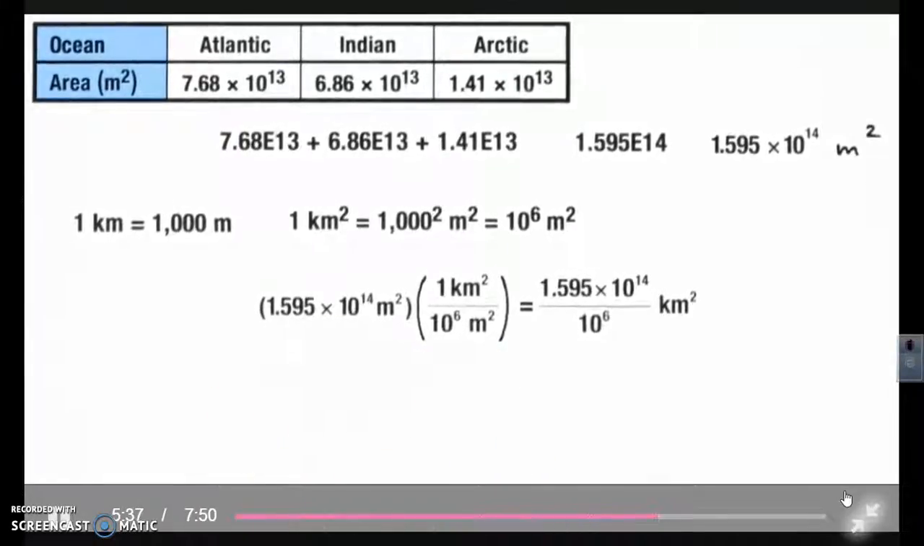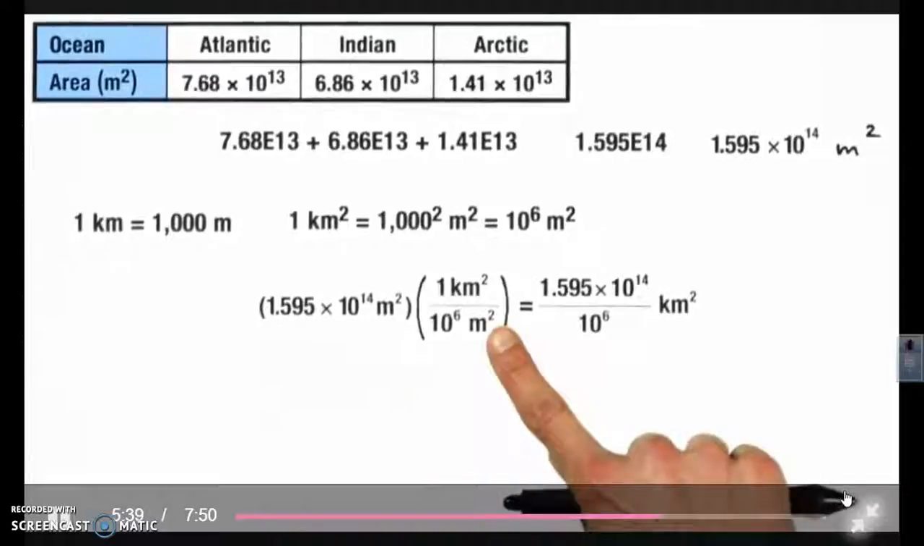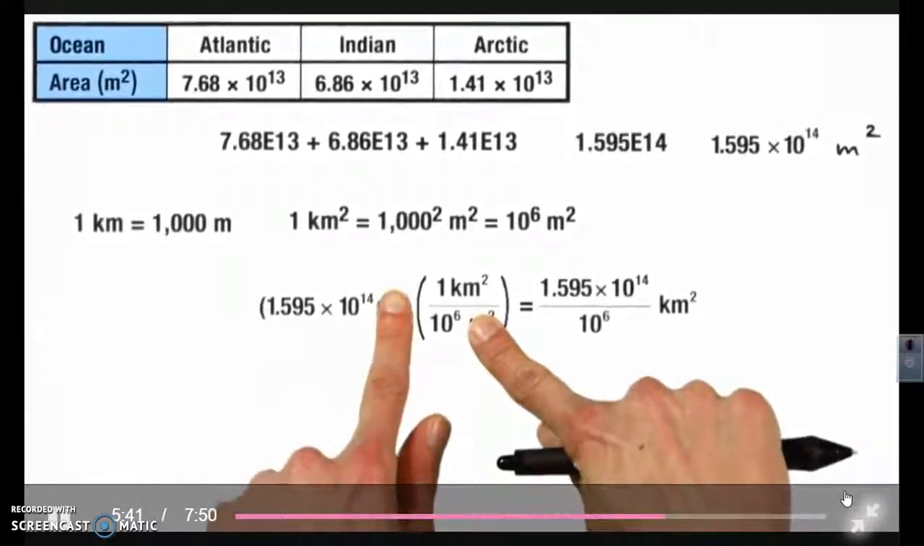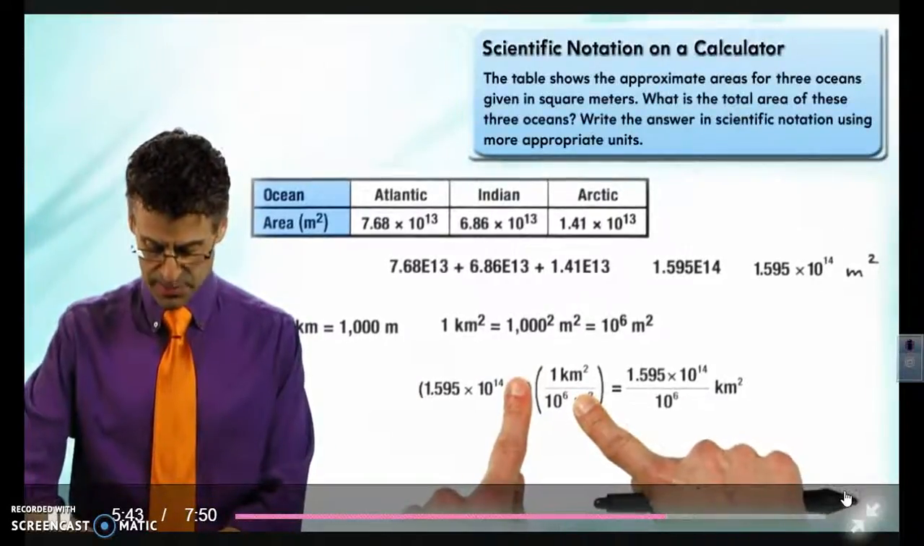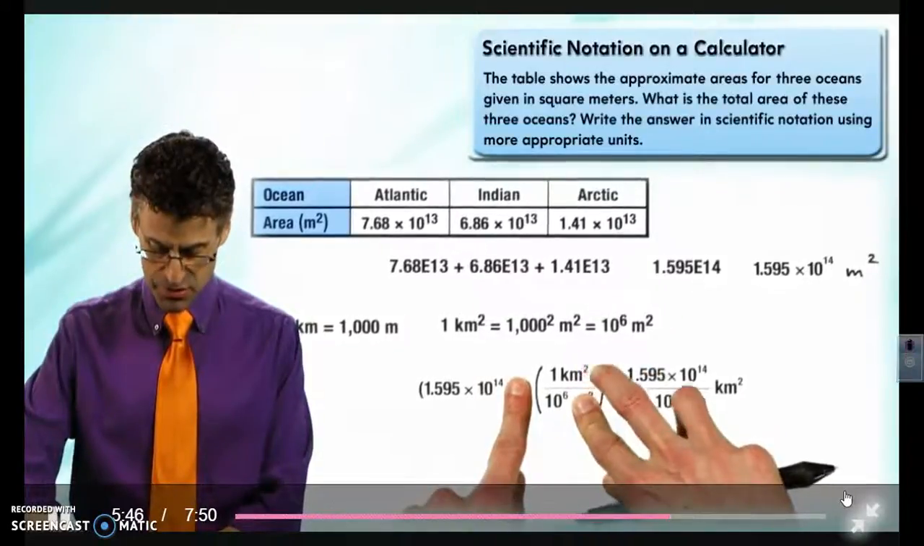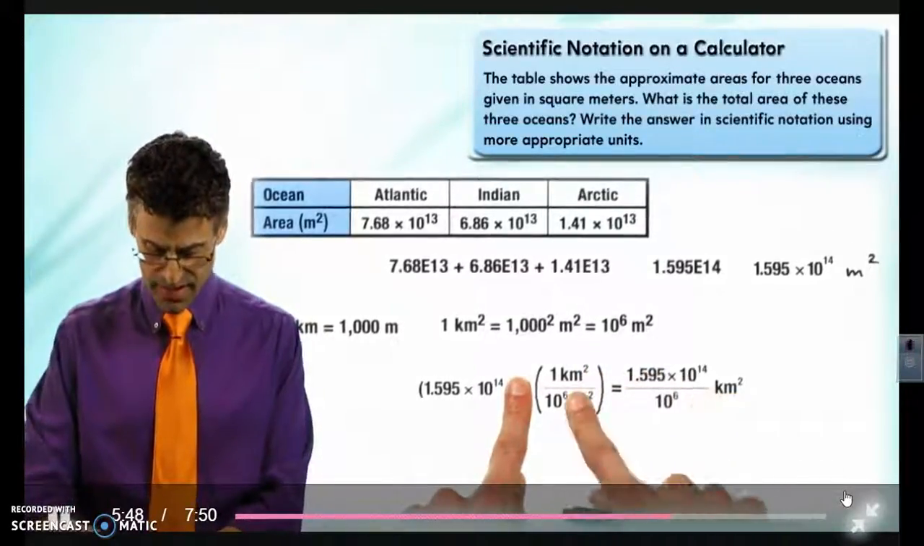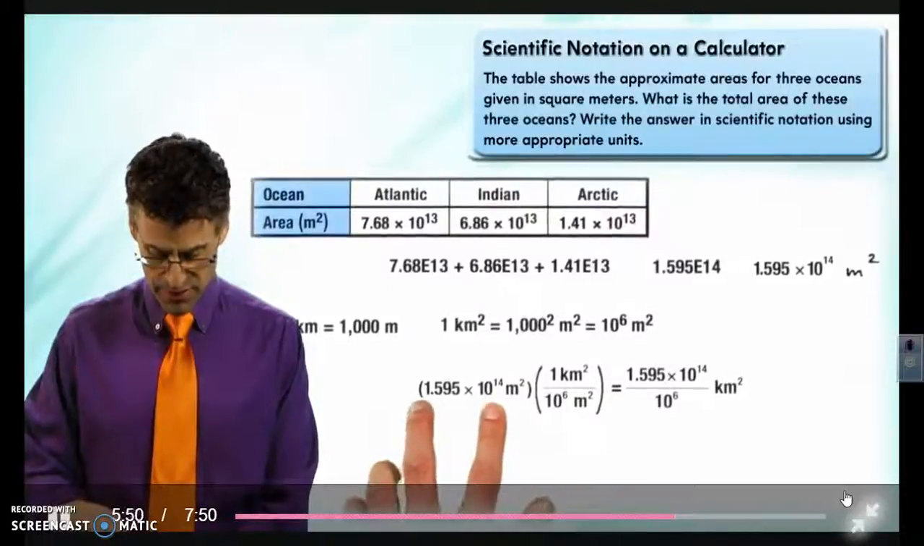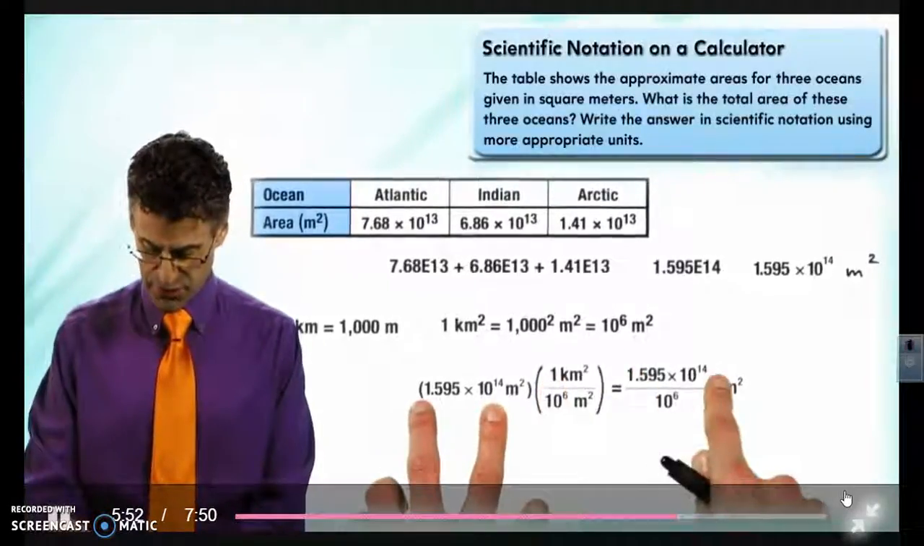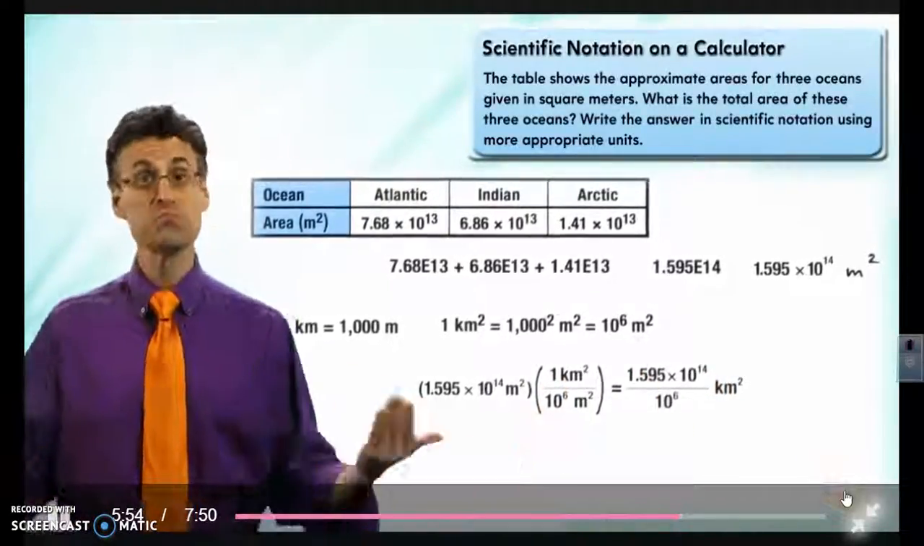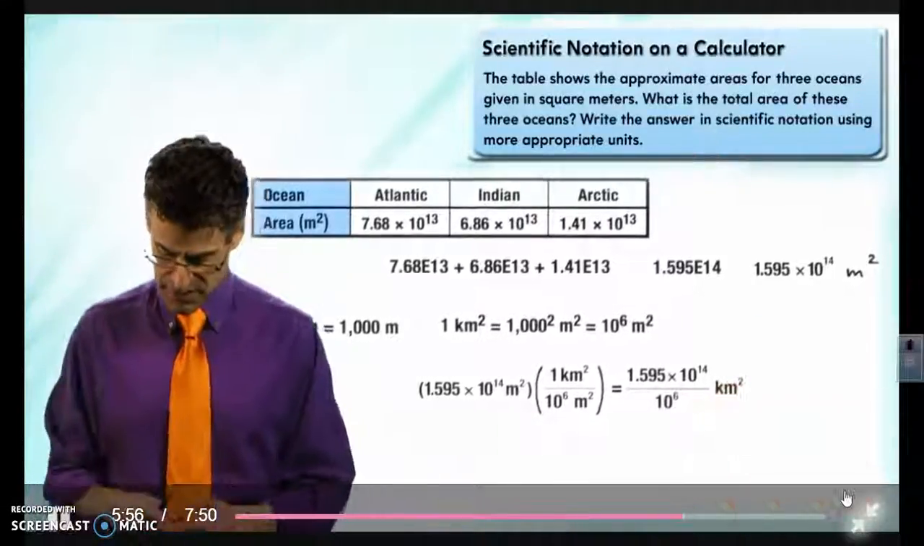Well, first of all, check out what happens to the units. There's a little bit of simplification. The meters squared downstairs and the meters squared upstairs go away. So they simplify, and I'm just left with kilometers squared, which is exactly what we want. And then what are we left with? Well, we're left with this thing times 1, which is that thing, divided by 10 to the 6th. So there you have it. All we have to do is figure this out.